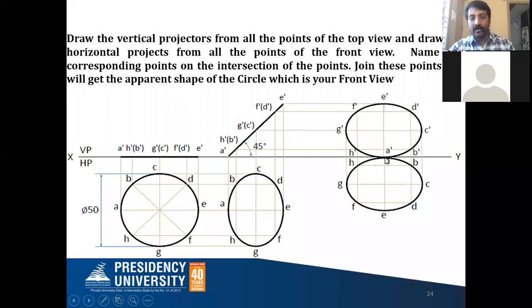The same point you are going to get: A dash, B, B dash, C, C dash, this is C dash, D, D dash, this is D dash, E, E dash, this is E dash, F dash, this is F dash, G dash, this is G dash, H and H dash, this is your H dash. So now, with the help of a smooth curve, you join all these 8 points. So one more ellipse you are going to get. So this is the apparent shape of your circular lamina. So like this, you have to complete the projection.